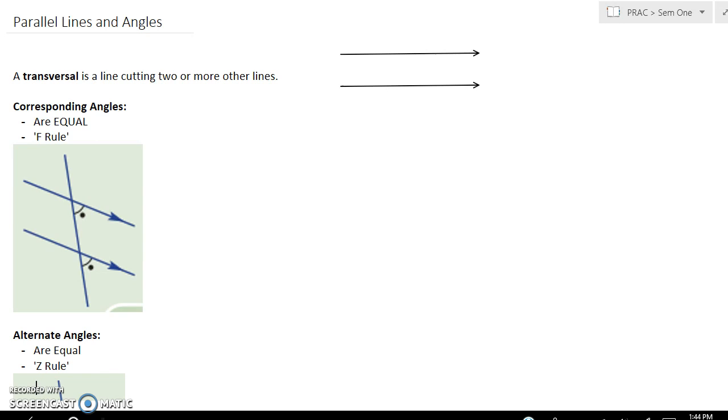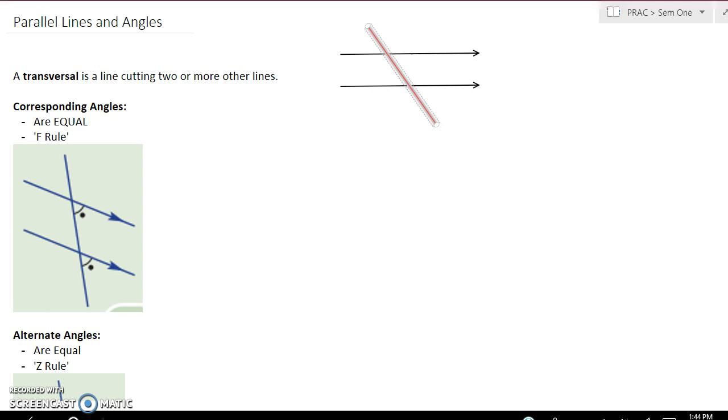So to start us off, I'm going to talk about what a transversal line is. A transversal is a line cutting two or more other lines, and it's often represented in your book something like this. So this line is cutting the two parallel lines, and therefore we call it a transversal.